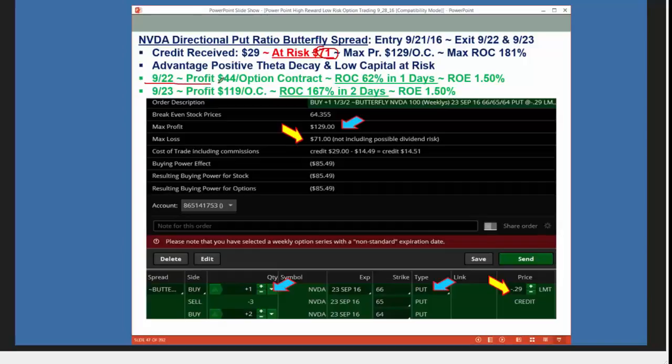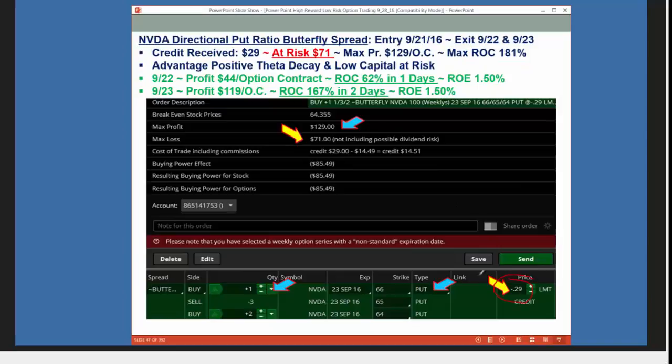So on the 22nd, it popped up to 65, went ahead and took off a big part of it, made $44 per contract. So 44, your capital at risk 71, that's a 62% return in one day. If you had just done a stock trade, your return on your equity was 1.5%. So that's what it looked like.